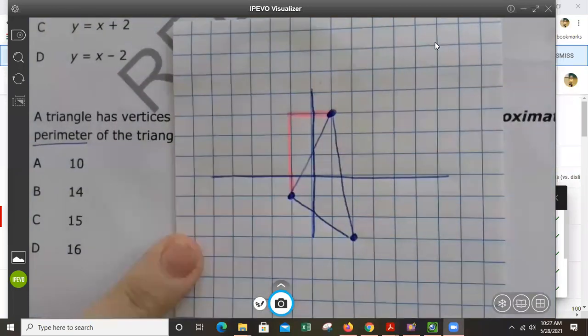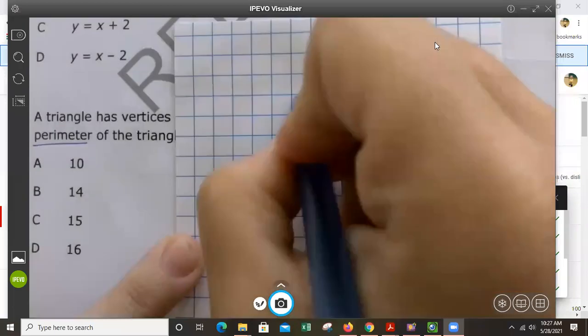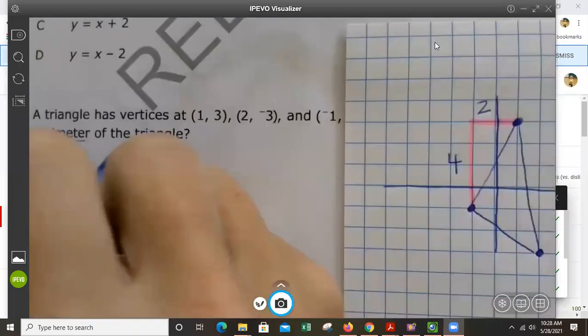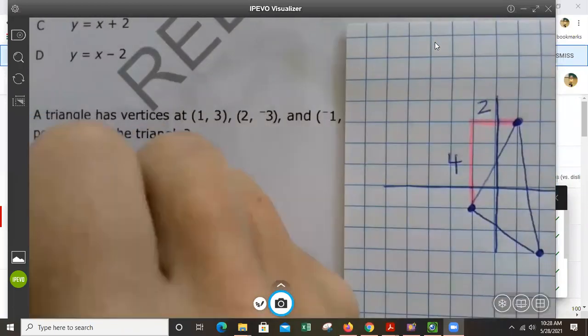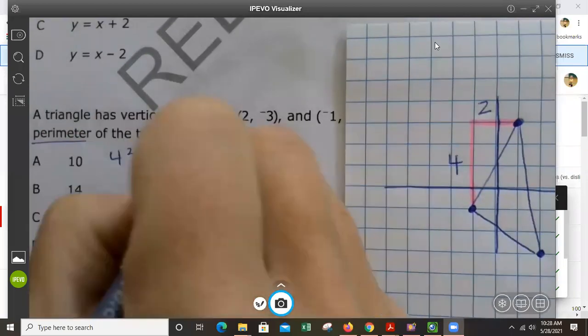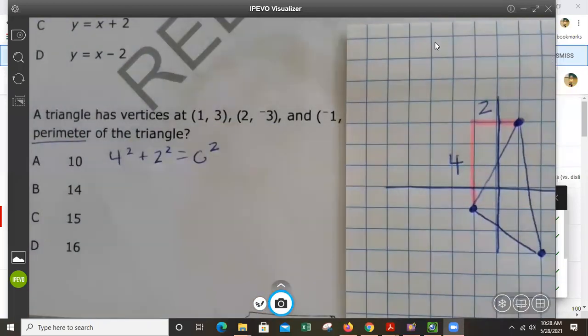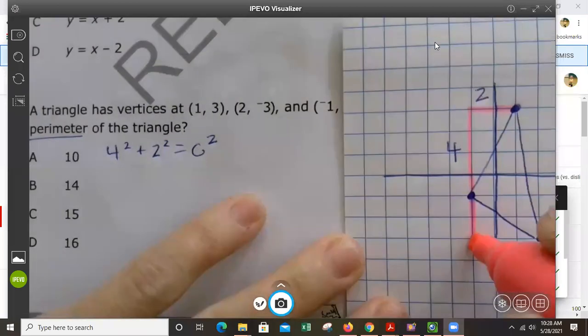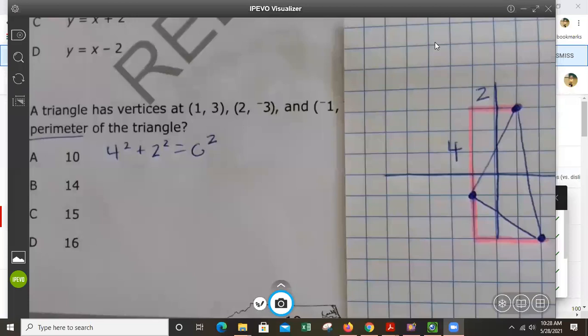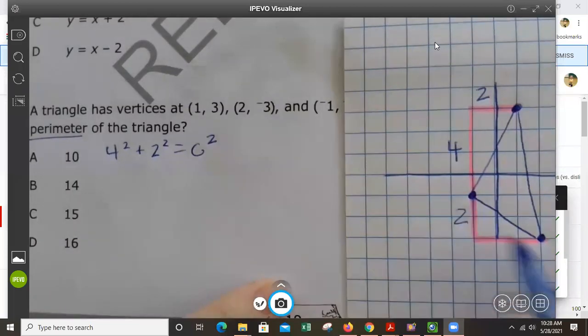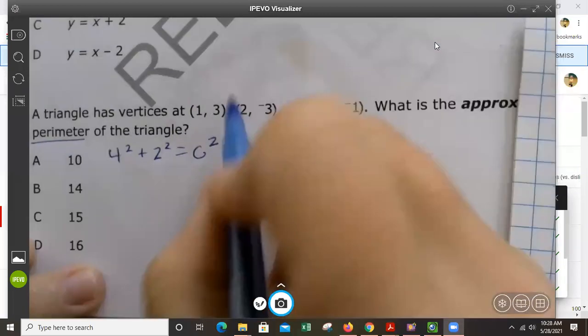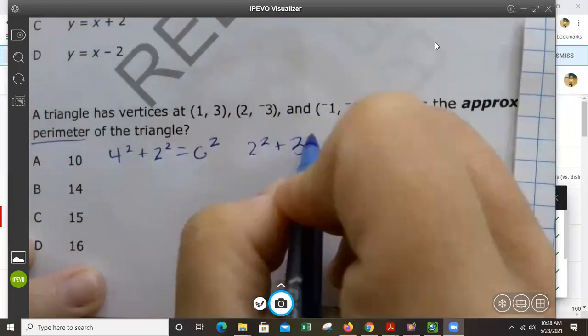So what's your rise and your run of this part of the triangle? 4 and 2, right? So I'm going to take those two numbers, and that'll be that side of the triangle. Put it in Pythagorean theorem. I'm going to do it again on this bottom part. What are my two numbers for that? 2 and 3. So I'm going to do 2 squared plus 3 squared equals c squared.